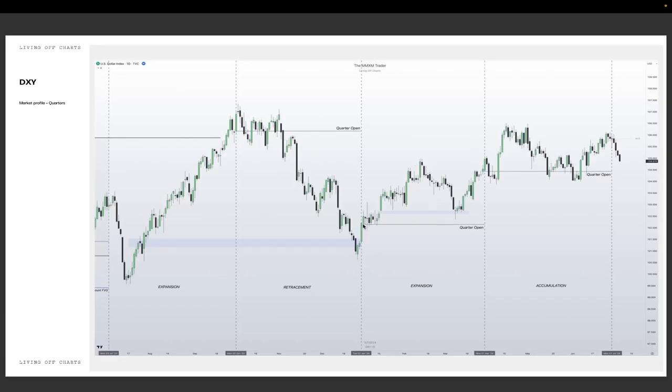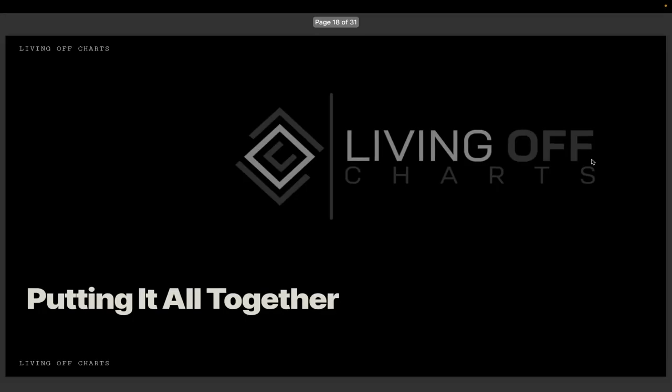Quarterly open here. We trade below, fair value gap here. Price then trades higher. We have a retracement here, long opportunity again, volume imbalance here. We're expecting expansion to occur. We expand into the close of the quarter. Then a new quarter opens and we see price go into a consolidation for the entire quarter.